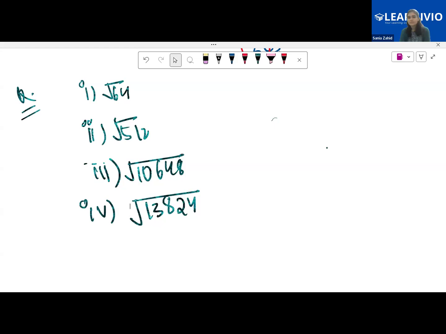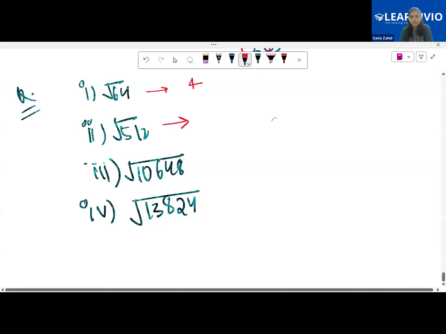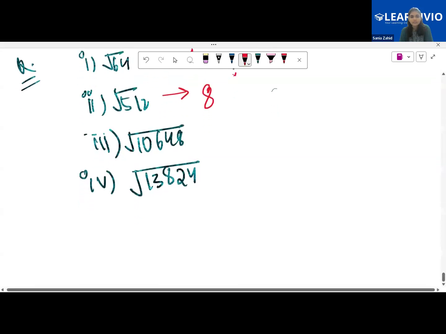First one, have you done? Yes, ma'am, but I had a little doubt in the third one. Okay, no problem. Let's start discussing. What is the answer for the first one? My first one is 4. Very good. Second one? Ma'am, second one is 8. Okay. Then the third one you have doubt.